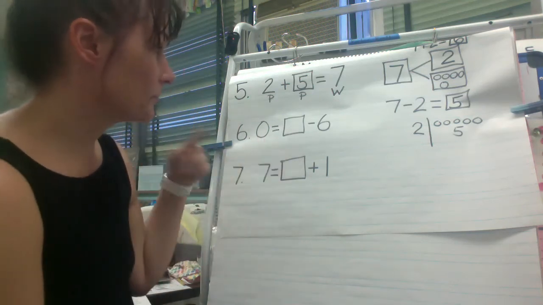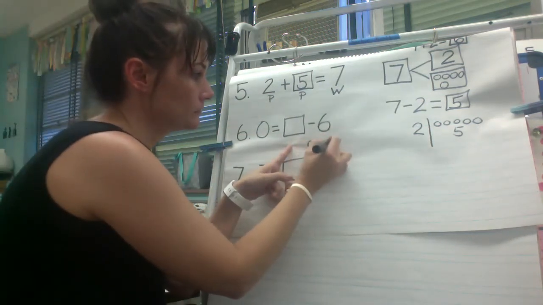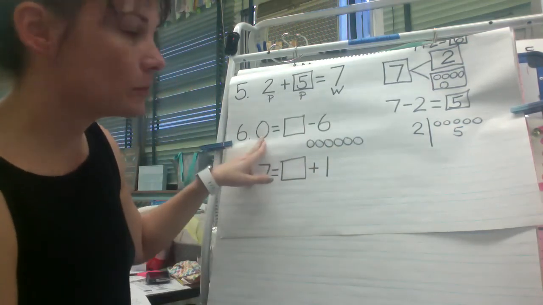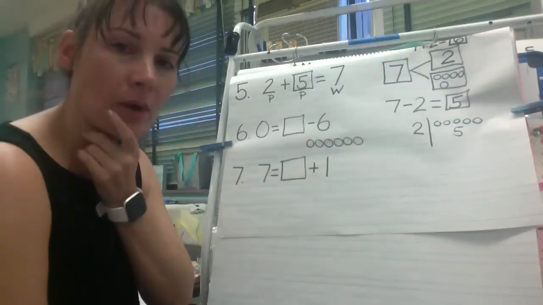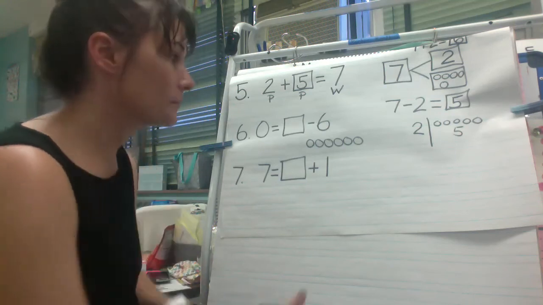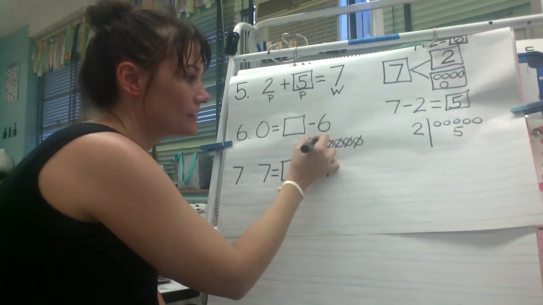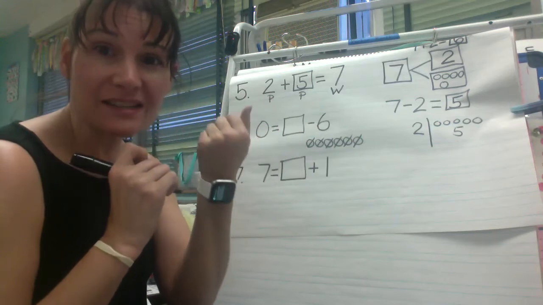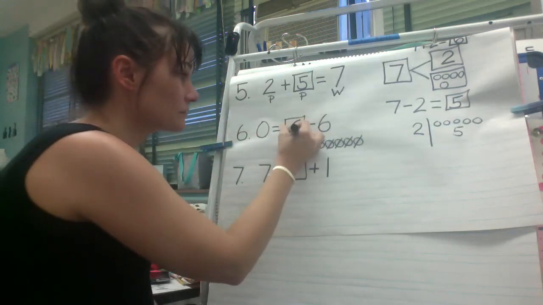Great thinking. So I know I have 6. And I need to end up with 0. How many would I have to take away? Let's see. 1, 2, 3, 4, 5, 6. So 6 minus 6 equals 0.